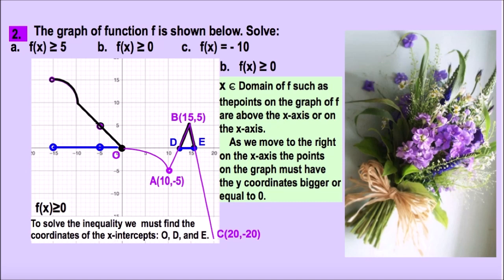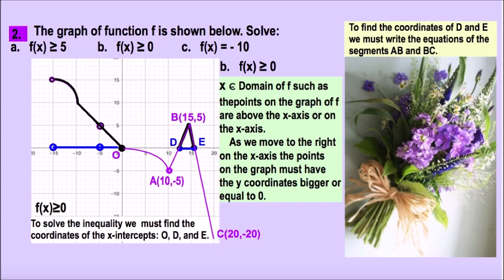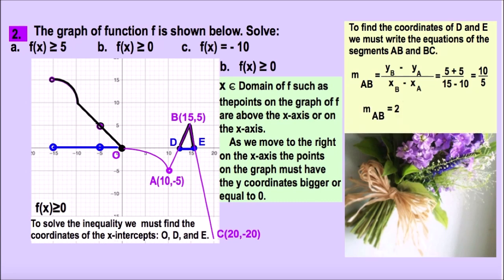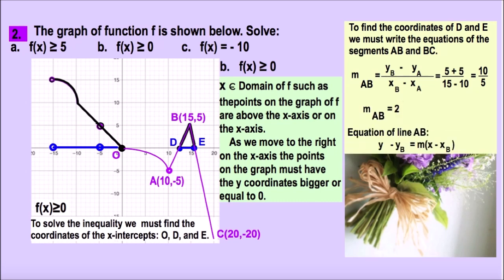To solve the inequality, we must find the coordinates of the x-intercepts O, D, and E. To find the coordinates of D and E, we must write the equations of the segments AB and BC. Slope of AB is equal to YB minus YA over XB minus XA, which is equal to 5 plus 5 over 15 minus 10, which equals 10 over 5, which then equals 2. Slope of AB is 2.